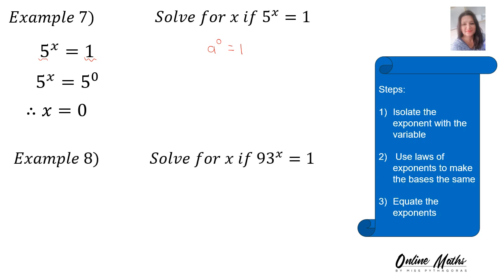Example 8. Solve for x if 93 to the x is equal to 1. Now, I added this one specifically because it doesn't matter what the base is on the left-hand side. Remember, the rule says anything to the 0 is equal to 1. So in this case, on the left-hand side, there's a 93. So now we will rather write the 1 on the right-hand side as 93 to the power of 0. Therefore, the bases are the same, we can equate exponents, and the answer, x is equal to 0.